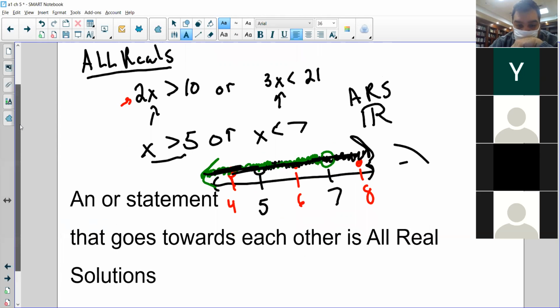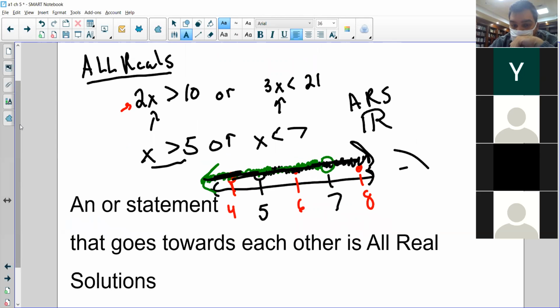So why isn't it considered an and solution if they go towards each other? Because I said in the beginning, it's an or statement. So let's say on a test we see that it goes together. Can we just say all real solutions? Yeah, you just say all real solutions. Okay, fine. As soon as you notice it's all real solutions, tell me all real solutions.